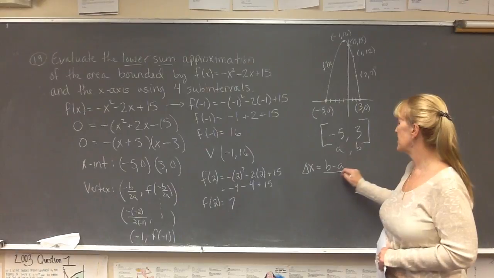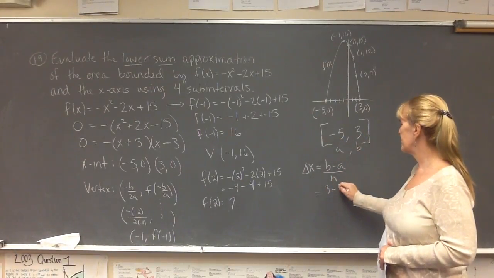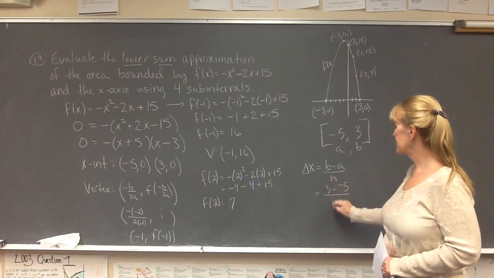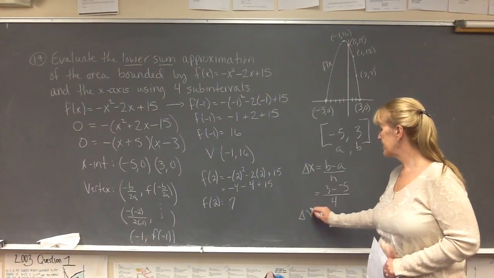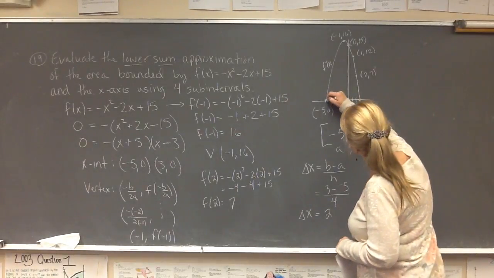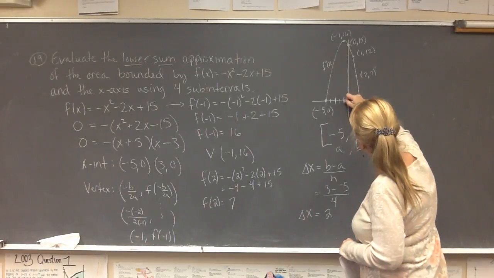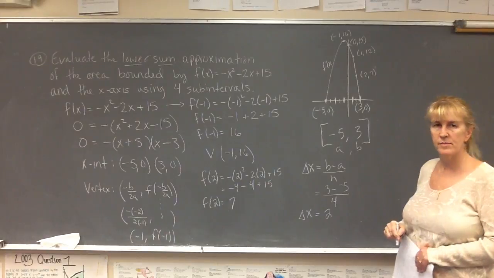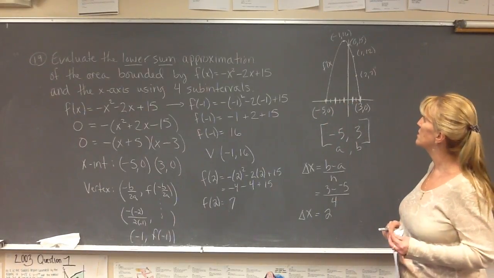The formula is b minus a over n. This gives me 3 minus a negative 5, which is that 8 I spoke of, divided by the number of subintervals I have, which is 4. It gives me the width of each subinterval has to be a 2. So I'm going from negative 5 to negative 3, to negative 1, to 1, and then to 3. And those will be my subintervals, each subinterval being 2 units long.